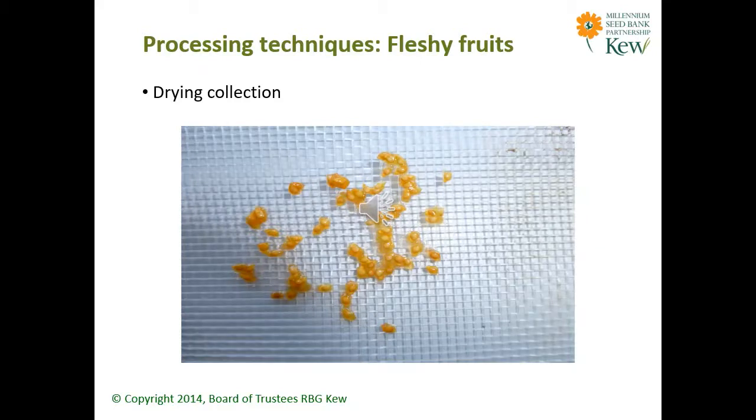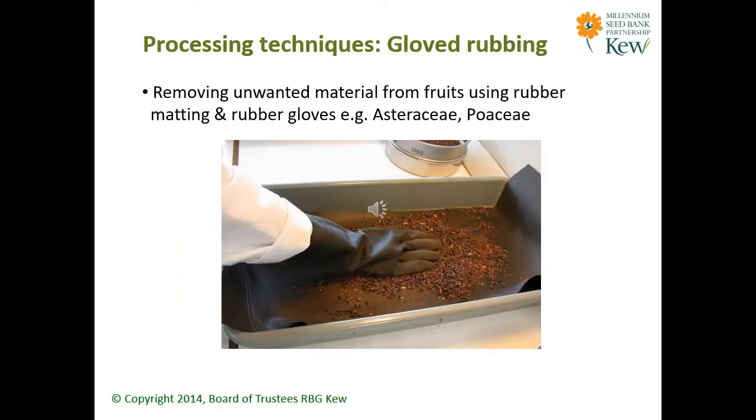If you have to get the seeds wet, the best way to dry them is to spread them out in a thin layer on a nylon mesh with a drip tray below to catch the water. Gloved rubbing is a more gentle technique than sieving and bunging. It's also very effective with fluffy or fragile seeds.